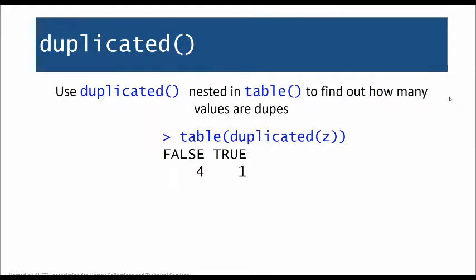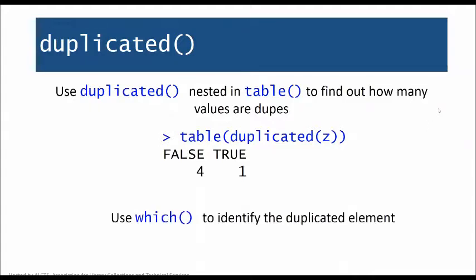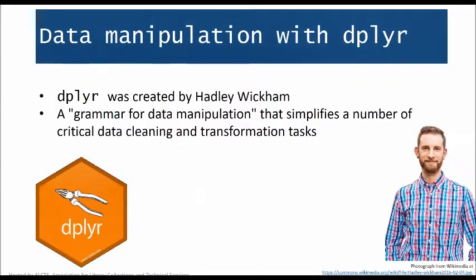You can also use duplicated nested in table if you want to take those true false values and return a quick glimpse, a quick table of which ones are duplicated. And finally, you can use which to identify which element is duplicated. So I call which on duplicated, and that tells me that the third element is duplicated. Those are all very important functions for getting to know your vectors.